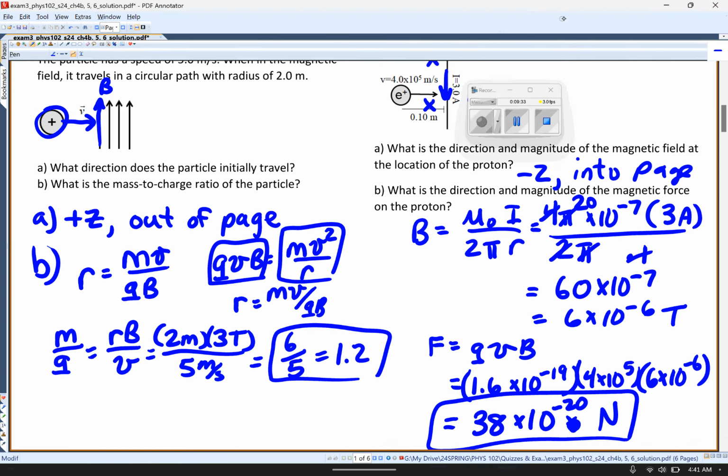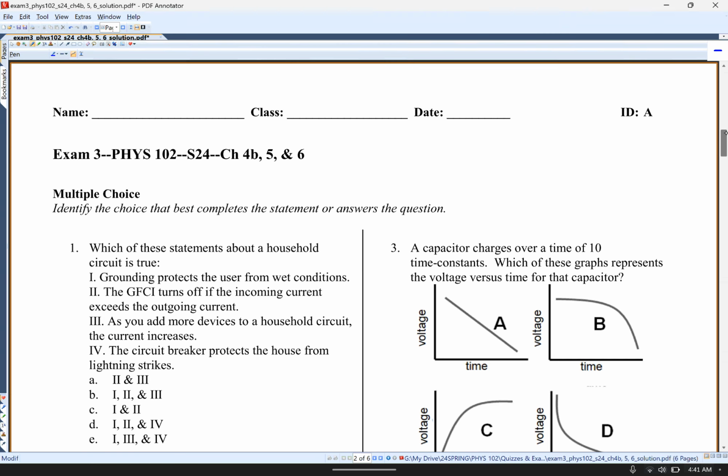Okay, so that's the end of the free response. Let's look at the multiple choice now. Which of these statements about a household circuit is true? Grounding protects the user from wet conditions. Okay, no. Grounding protects you from faulty devices. GFCI protects you from wet conditions. The GFCI turns off if the incoming current exceeds the outgoing current. Okay, yes, that's correct. As you add more devices to a household circuit, the current increases. Yes, that's correct. The circuit breaker protects the house from lightning strikes. No, not correct. So the answer there is just going to be 2 and 3.